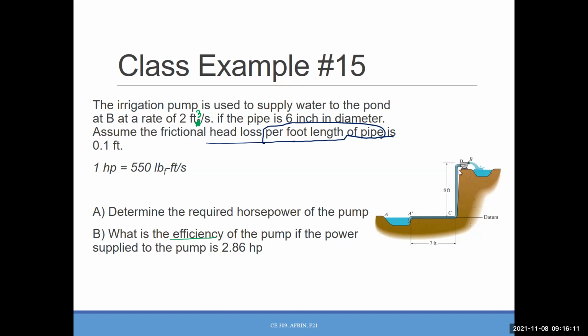In between these 2 points, the elevation is 8 feet, and the pump is used to deliver water between these 2 points. And we know the head loss. The question was to find the horsepower of the pump, like the pump power in horsepower. And once you know the power, what will be the efficiency of the pump if the input power is given, right?